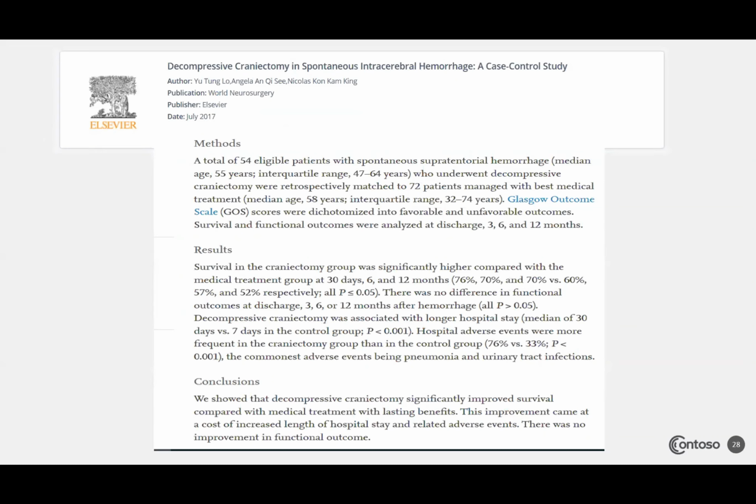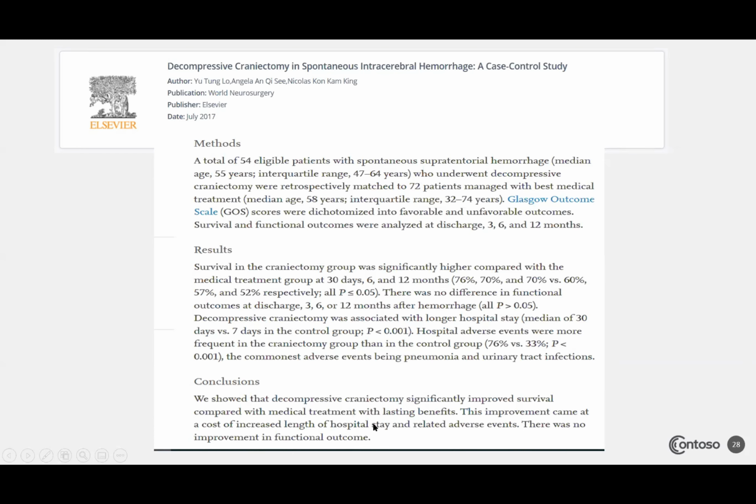So if we say STICH trial is a craniotomy trial, there is no big decompressive craniectomy trial. They are smaller trials involving a couple of patients, like 45 patients, retrospectively compared with patients who were managed medically, like 72 patients. And this shows that decompressive craniectomy significantly improved survival compared to medical treatment.